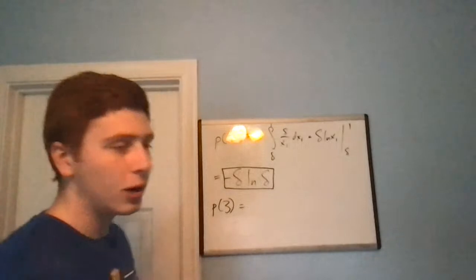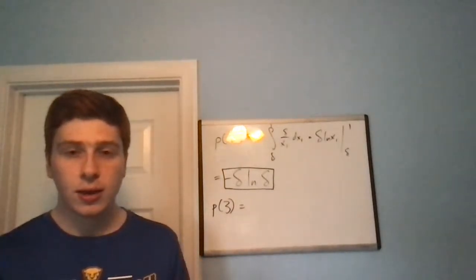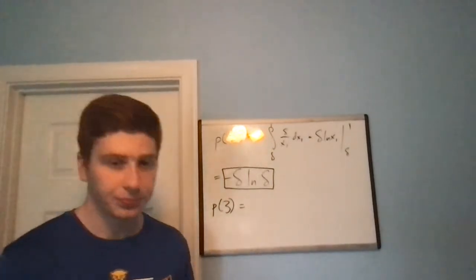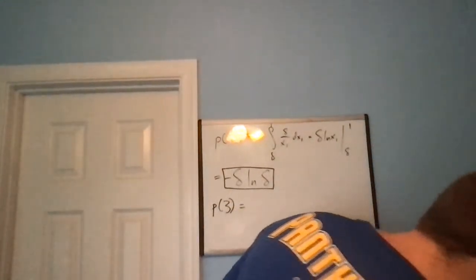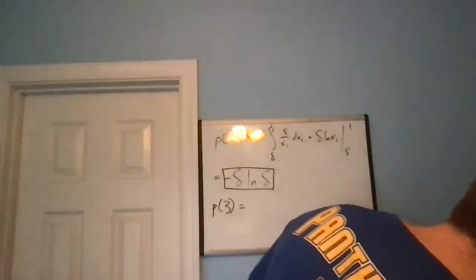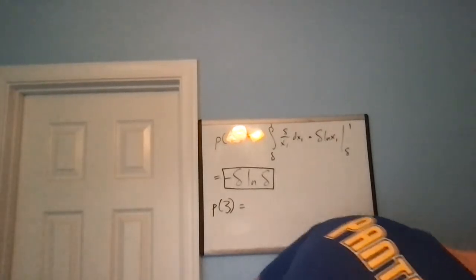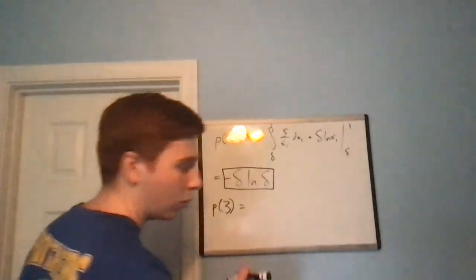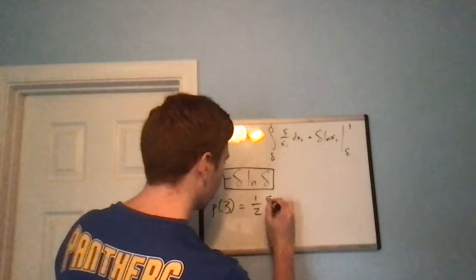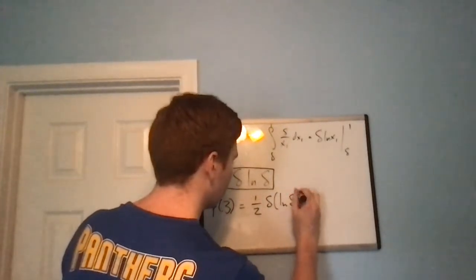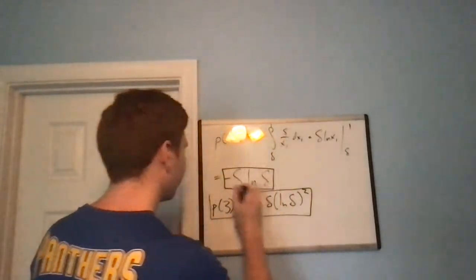Now P of 3 takes a while. You've got to be careful. I'm not going to do it here. It turns into basically a double integral with x1 and x2, but I'm not going to belabor the point. What you end up getting for P of 3 is 1/2 delta (ln delta) squared.